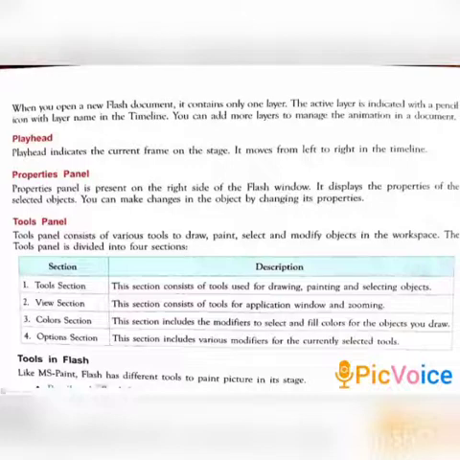View section: this section consists of tools to zoom in or enlarge a region. Colors section: this consists of tools to pick the color, form and dimensions of the pen. Options section: this consists of options used to modify existing vector graphics.